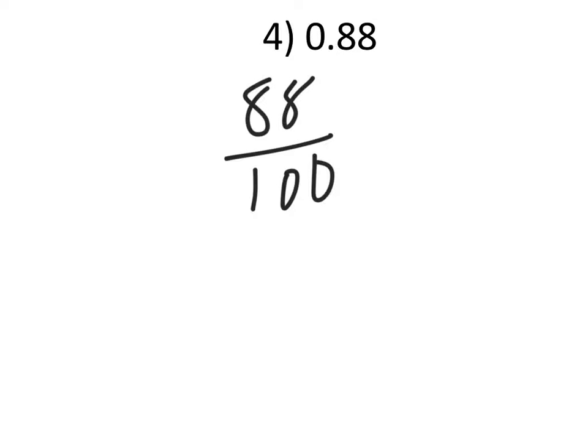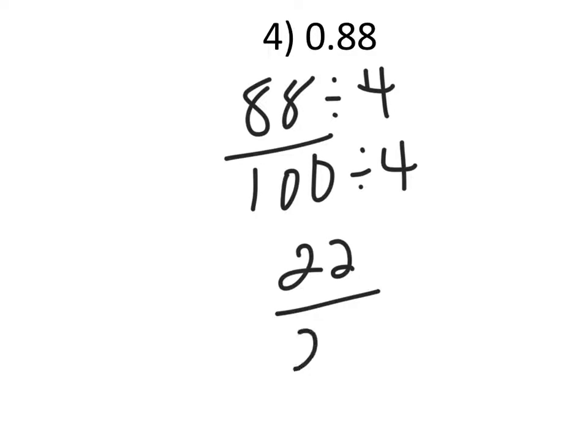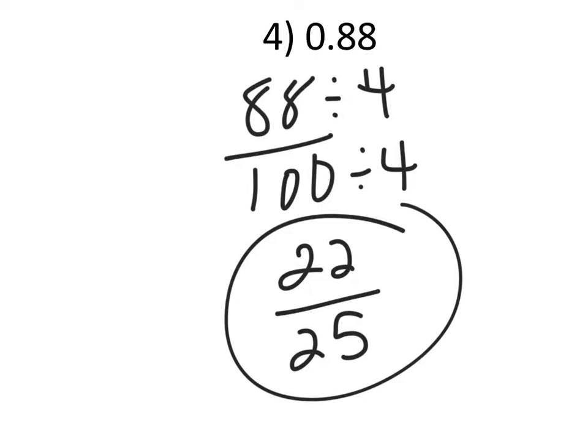On number 4, 88 hundredths. Again, 88 over 100. Solving this one, I can see I know 8 would go into 88 easily, but 8 does not go into 100 evenly. I could do 2. I could also do 4. I'm going to try that one out to start with. 88 divided by 4 is 22. 100 divided by 4 is 25. Because I know 25 only has 1, 5, and 25 as its factors, this is my final answer.